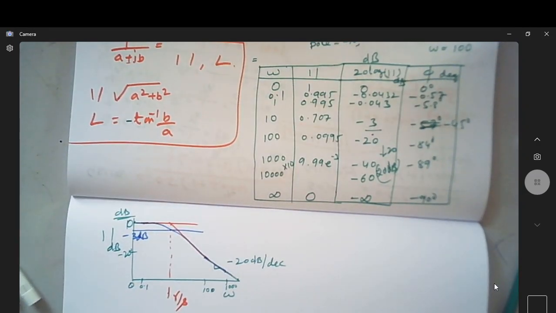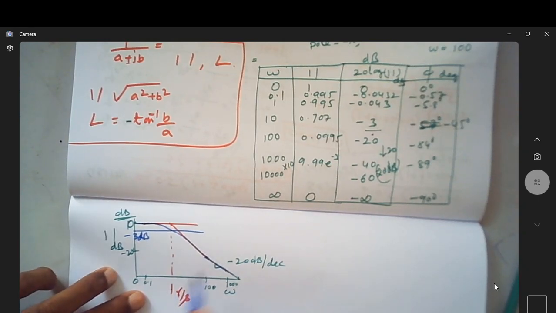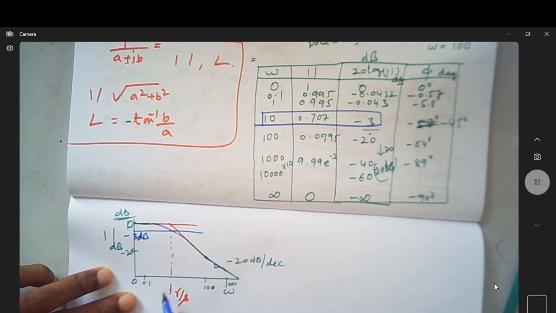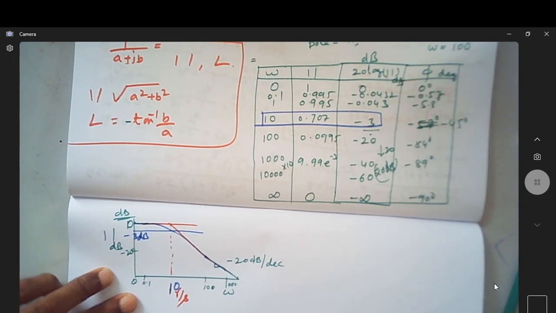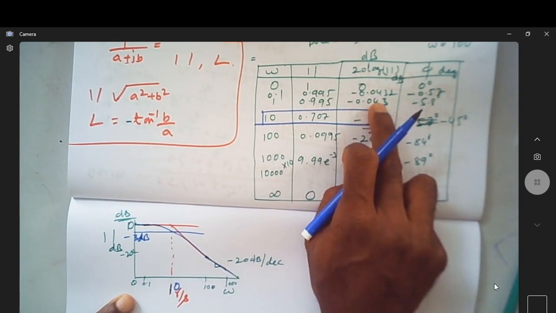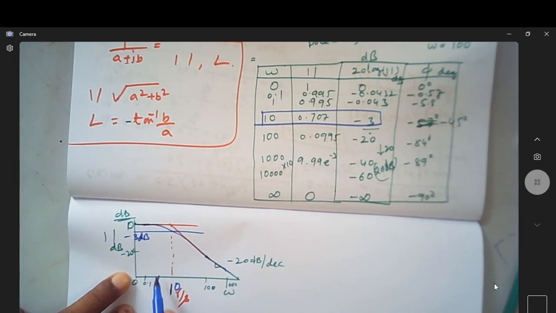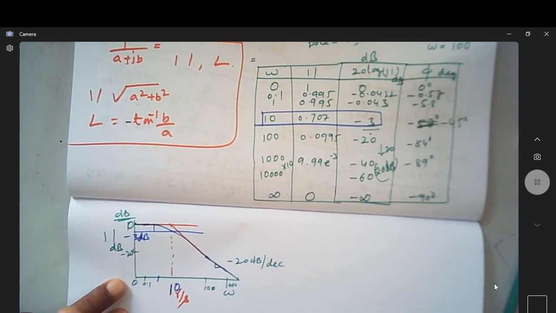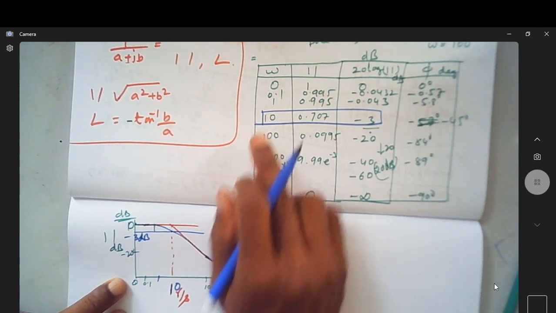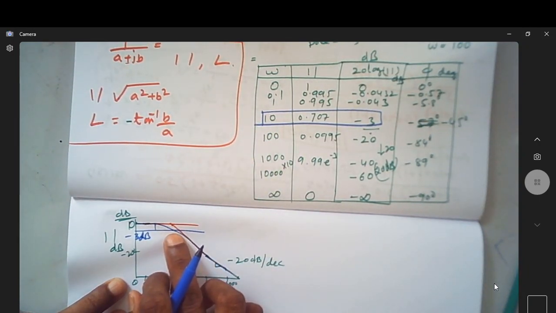down at what frequency? Sorry, this is not 1, this is actually at 10. Actually we had it at 10. So this is not at 1, this is actually at 10. At 10 radian per second it is minus 3 dB. At 1 radian per second it is still almost 0 dB. So at 10 radian per second I have a magnitude of minus 3 dB.